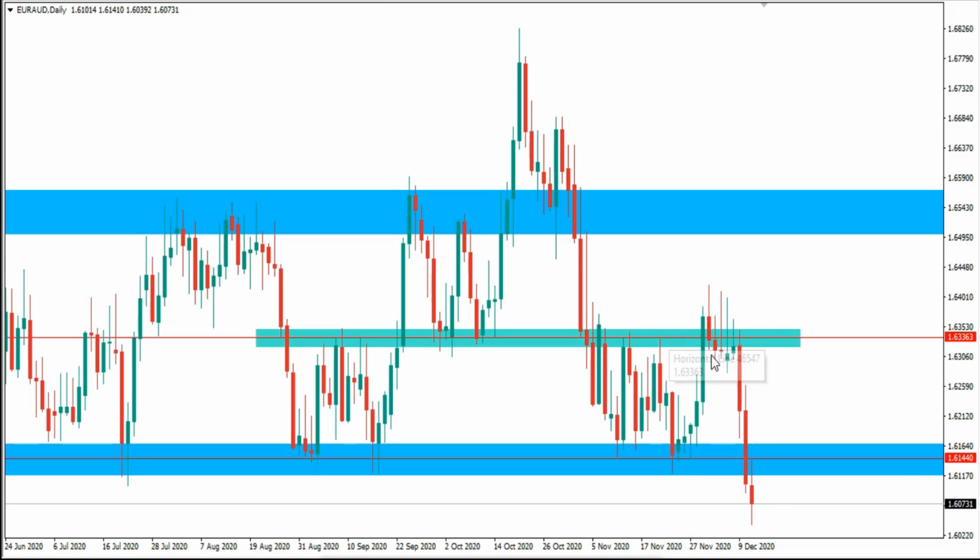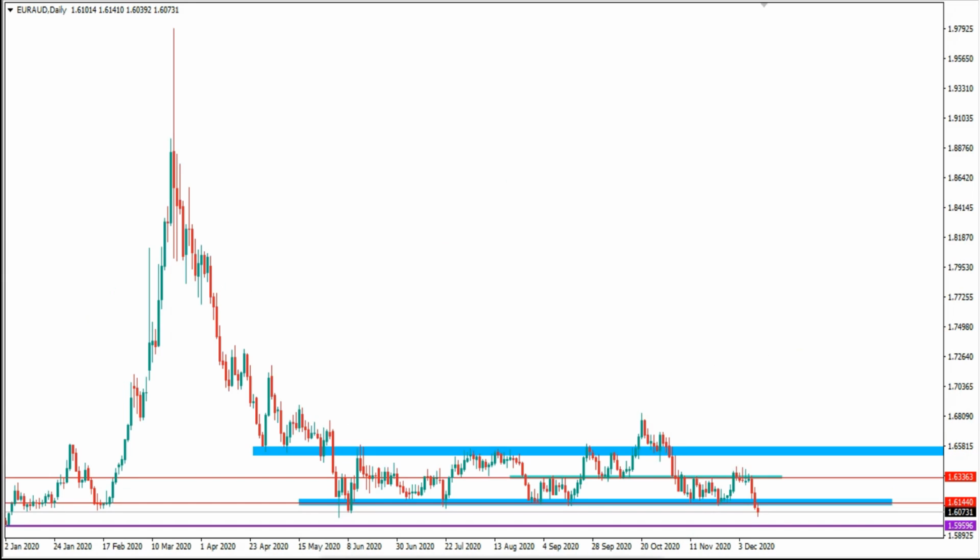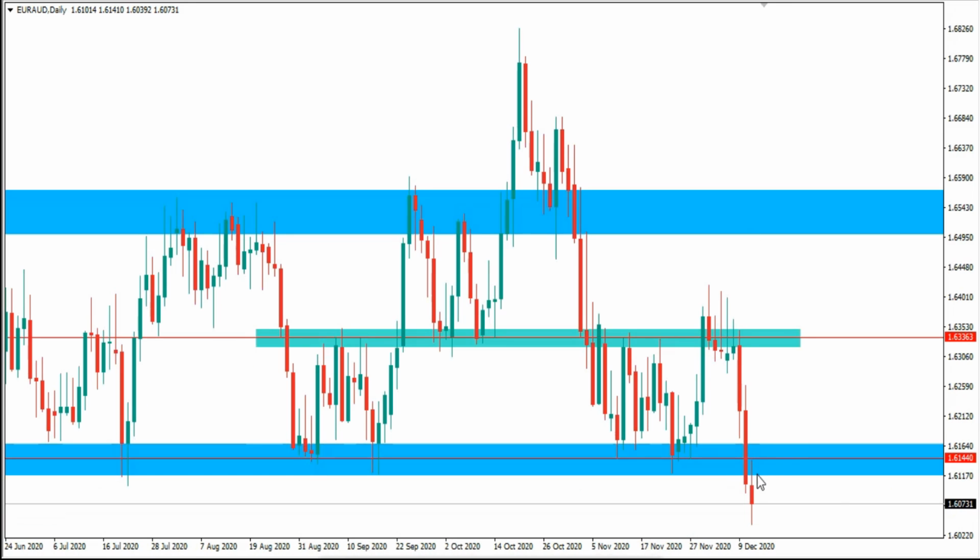Alright, so from the daily time frame, what we can see is that Friday's candle actually retested this area. So there's a possibility that we may not see any more retest, we might just see continuation lower. However, I will not be taking a trade like that.